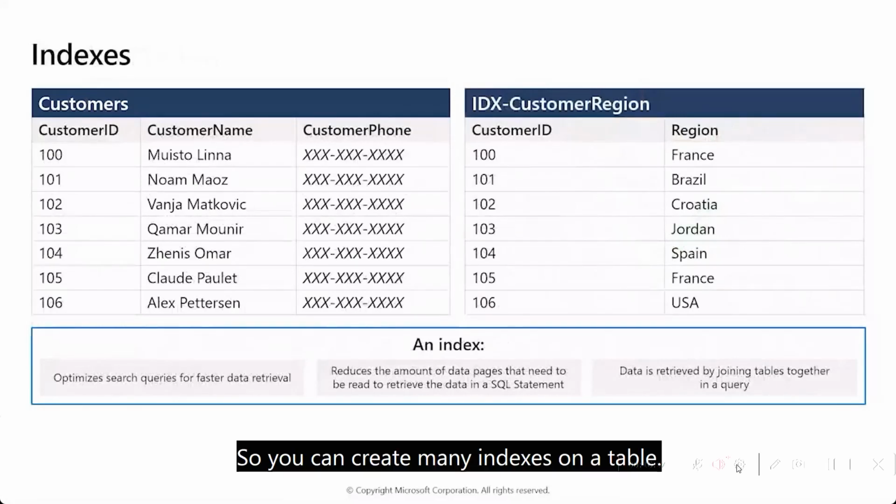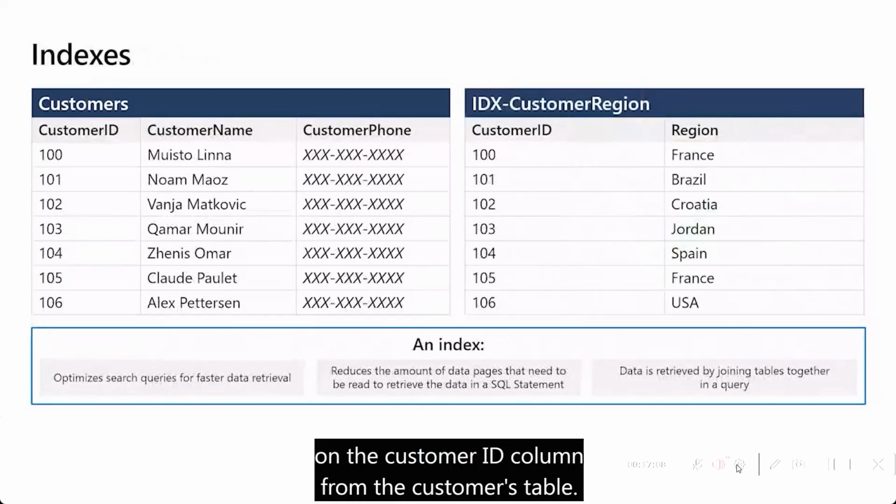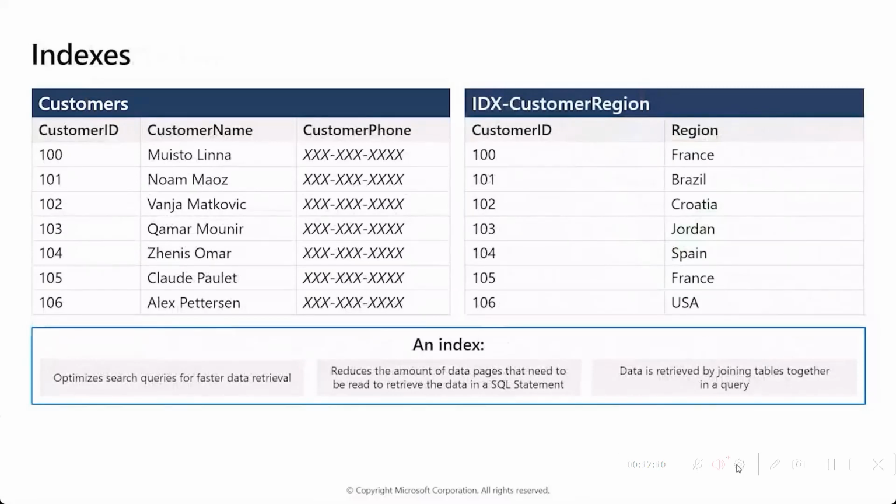So you can create many indexes on a table. Say, for example, if we wanted to find all the customers for a specific region, then we can create another index on the region column from the customers table.